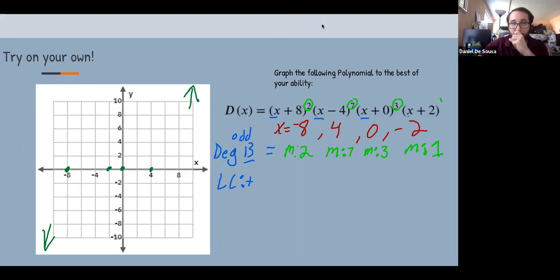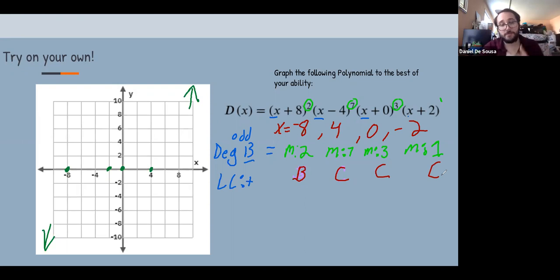Now, for practice, what I like to do is write out if it's going to bounce or cross. So for 2, it's even, it's going to bounce. 7, it's going to cross. Oh, this is a terrible color. Hold on one second. It's going to bounce. It's going to cross. It's going to cross. It's going to cross.